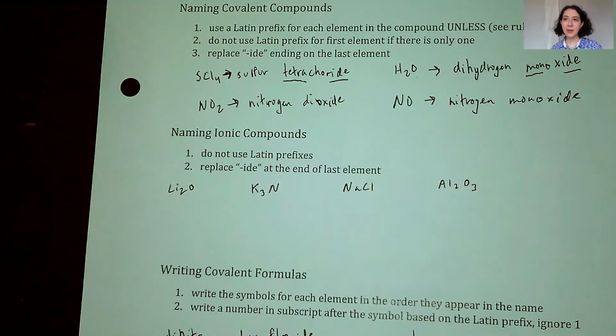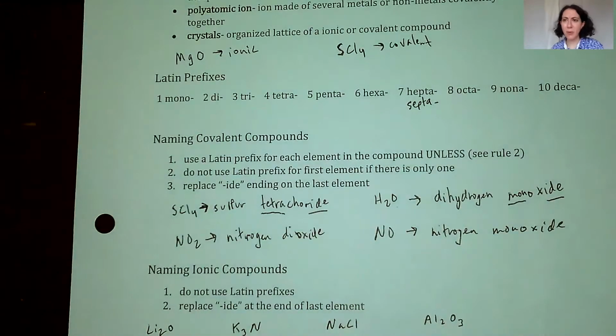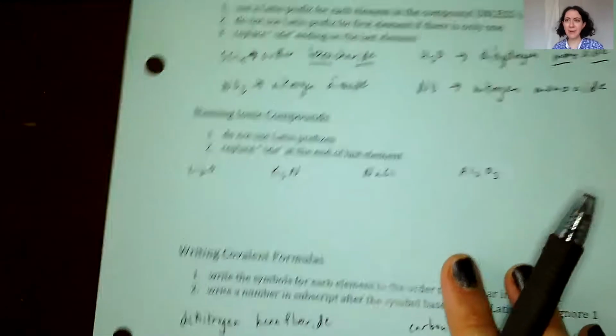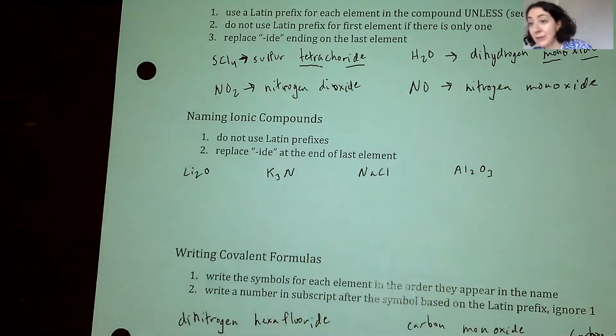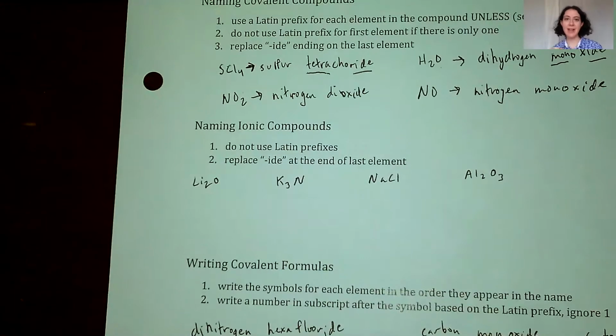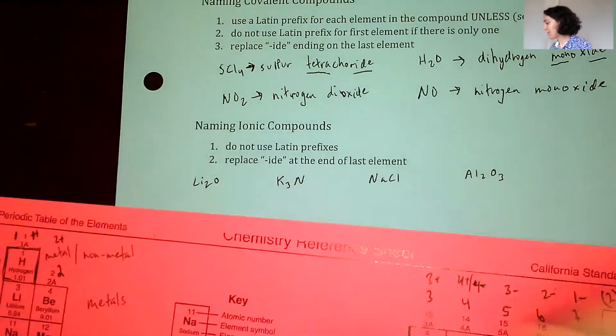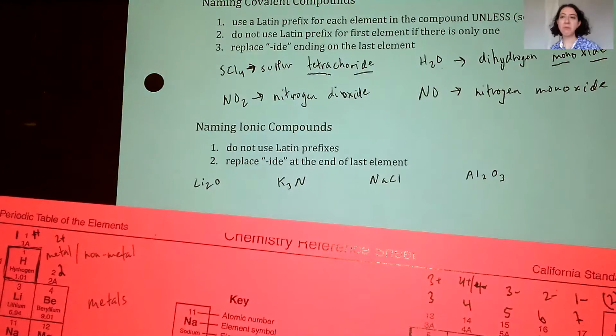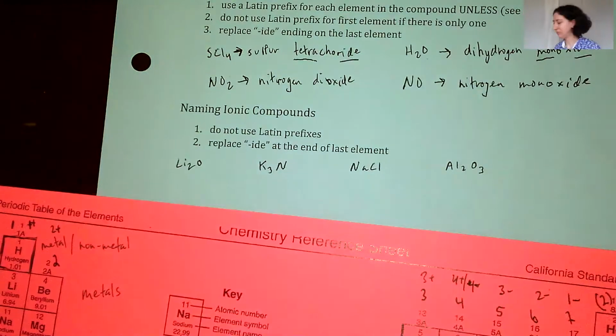The same thing is true for the names of ionic compounds. We're really lazy. We know that there's only one possibility, so we're not going to bother throwing in all of these Latin prefixes. What's the point? That's ridiculous. You can just figure it out. So when you're doing this, don't use Latin prefixes and just replace the "ide" at the end. That's it. So the fact that there's a 2 here means nothing. We already know that. Moving on.